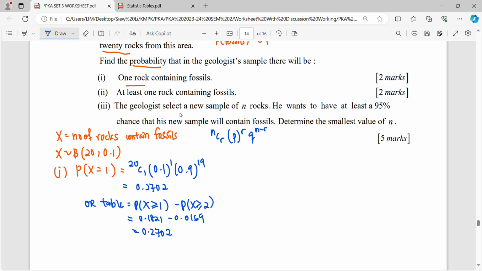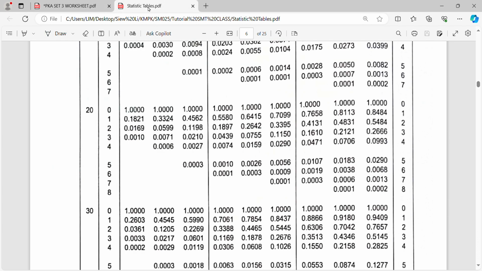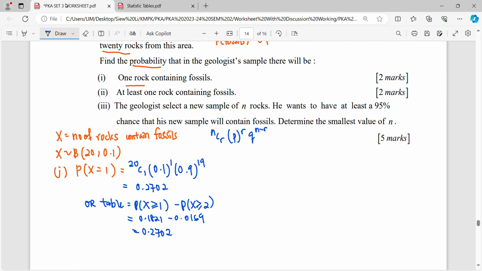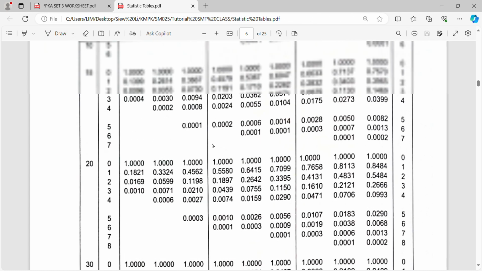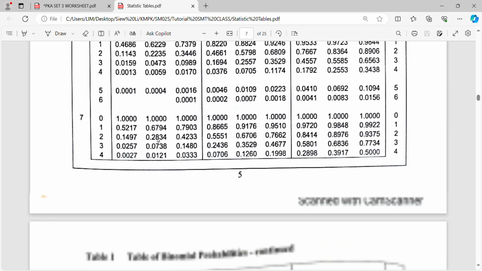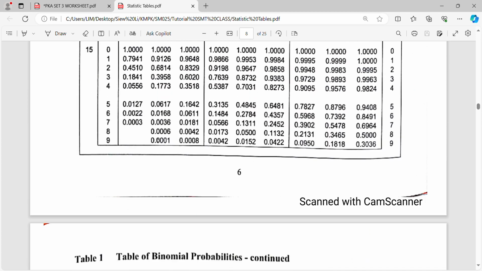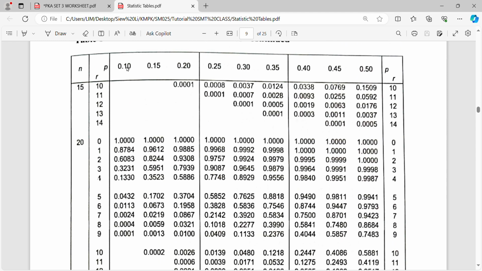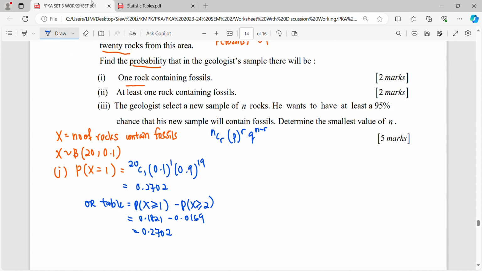Is it? No. Did I read the correct table? No, I didn't read the correct table. I read 0.01, not. I have to read 0.1. So 0.1, this is the correct table. So 0.8784 minus 0.6083.